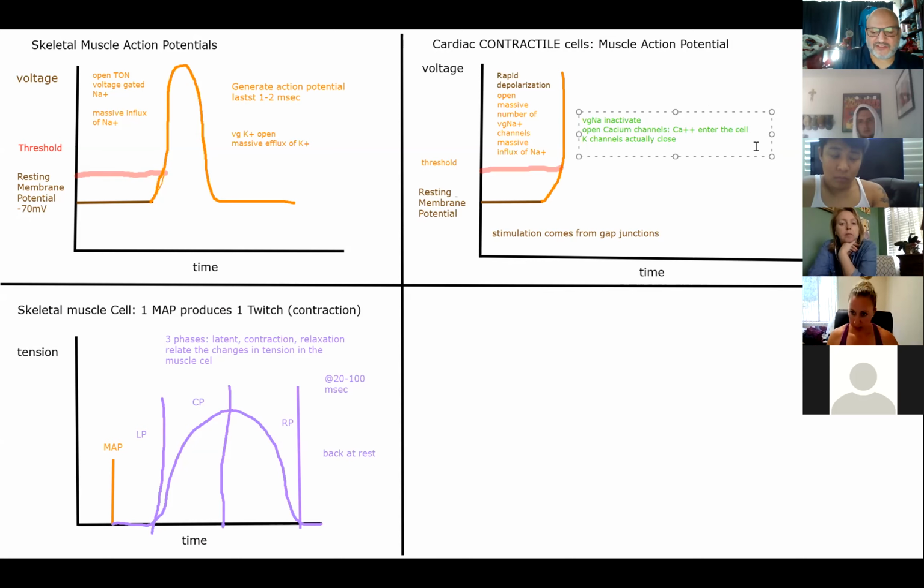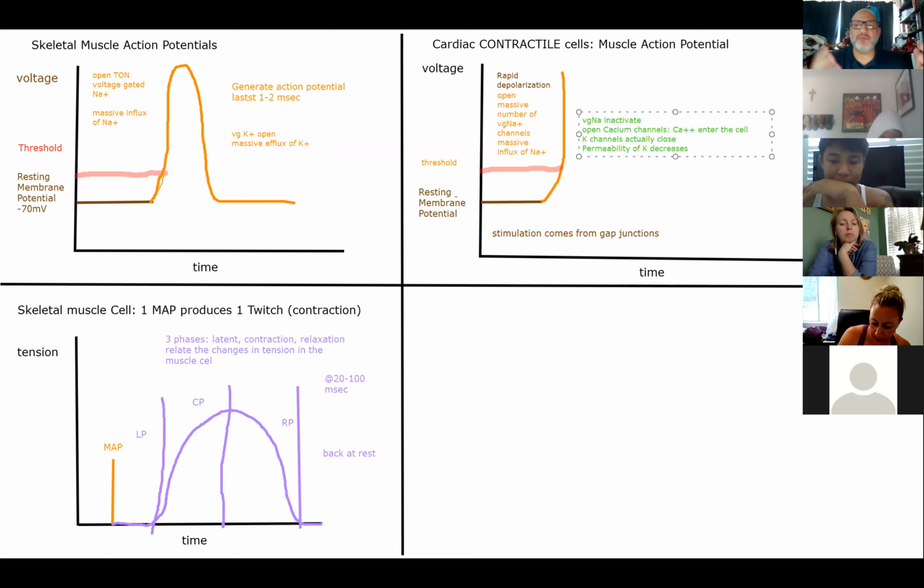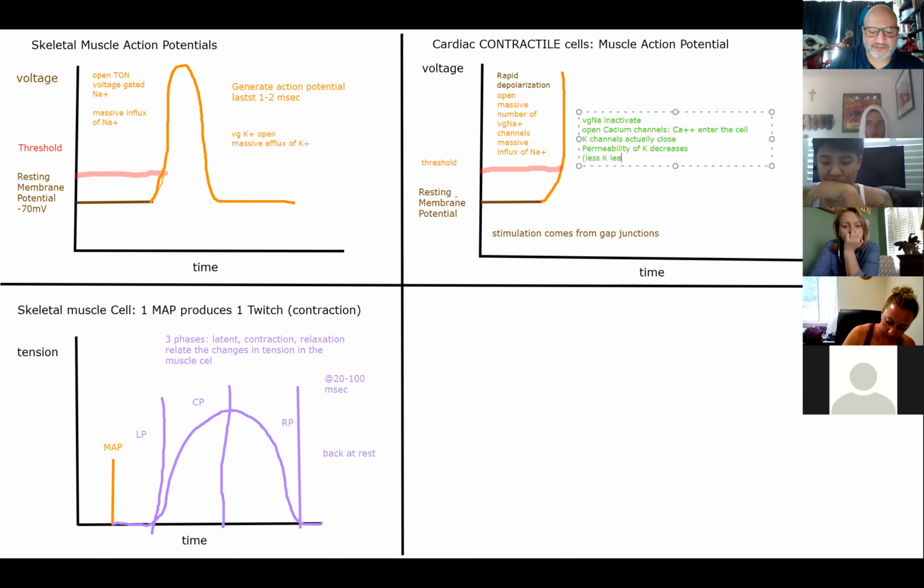We have a fancy way of saying this: the permeability of potassium decreases. Permeability just means how much can cross the membrane. If we close potassium channels, then less potassium can leave the cell. And that's the key. Potassium is what type of an ion? Positive. So if less positive ions leave the cell, does that make the cell more positive or more negative? Positive.